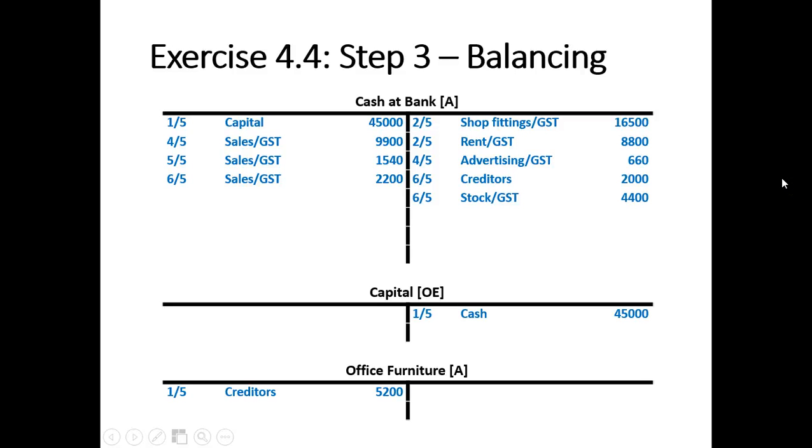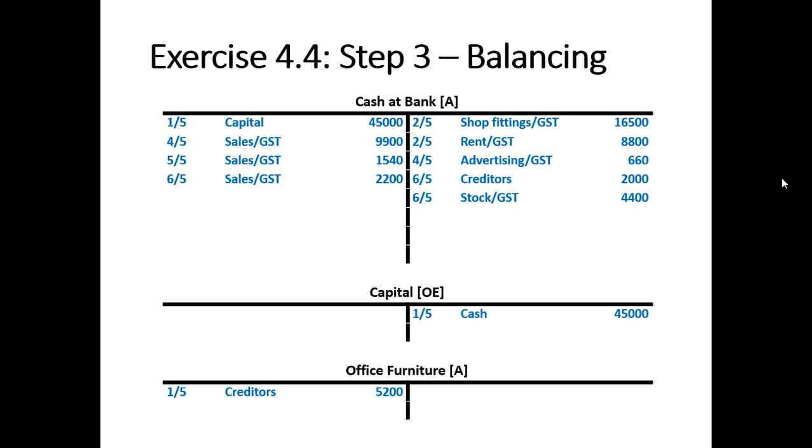Now that we've entered all the transactions into the ledgers individually, we now need to balance them to figure out their totals. So we'll start with cash at bank. Remember, we need to balance any ledger with more than one entry in it. So cash at bank can be a tricky one because it can have a debit or a credit balance.